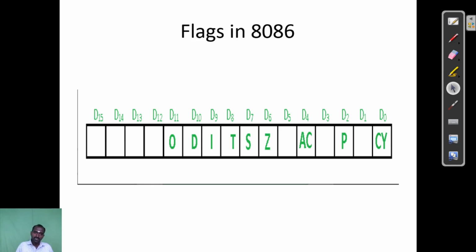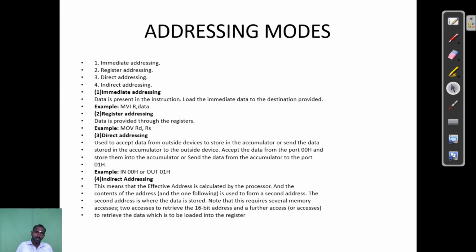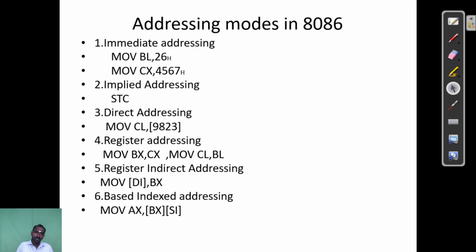Next is the addressing modes in 8086. There are 6 addressing modes. So first, what is addressing? Addressing means specifying the data to be operated on by the instruction. Specifying the data to be operated on by the instruction is called addressing.